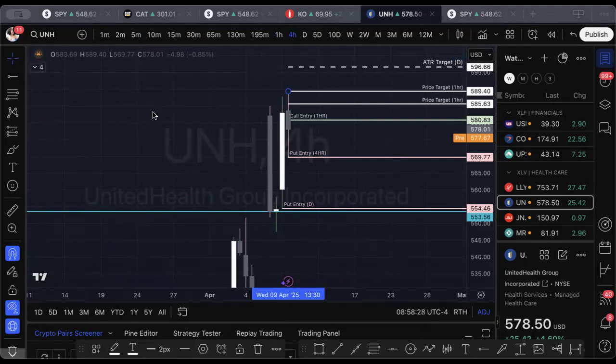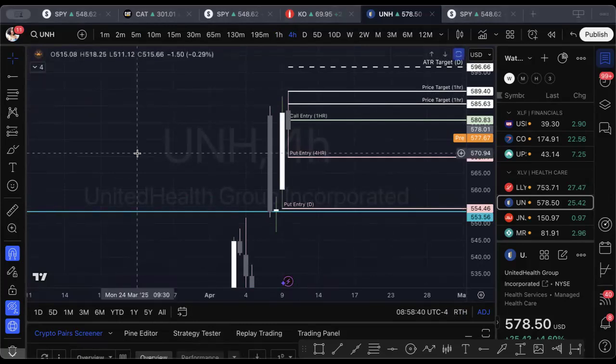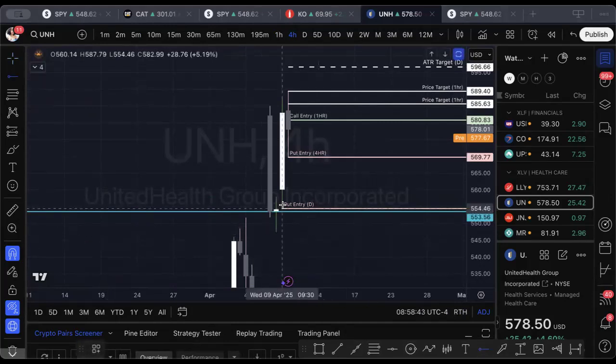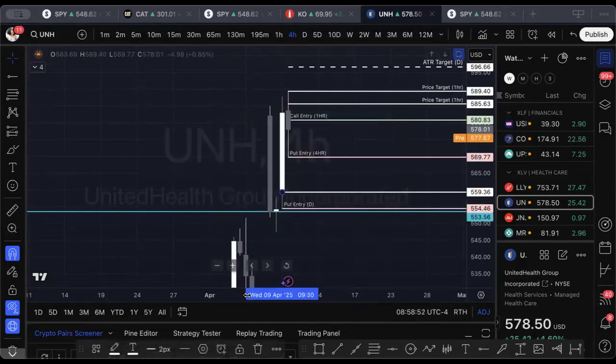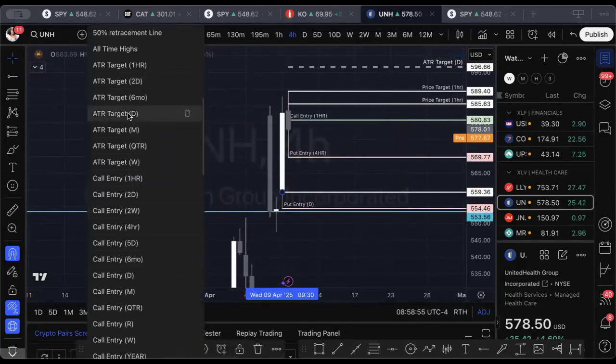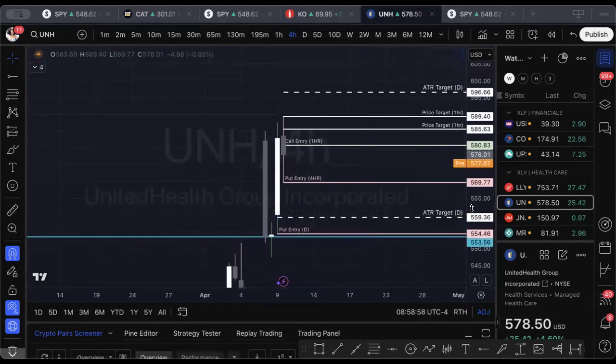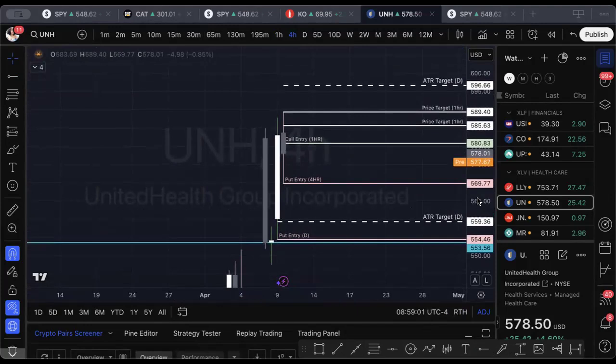For the downside, we're looking at 559.36. I was right about that magnitude from the day. All right, and so that is our ATR target to the downside. So in reference to strike prices, let's talk about what we're looking at. So to the upside, I would definitely say in the money to 595. And then to the downside, I would say in the money to 560 would actually work.